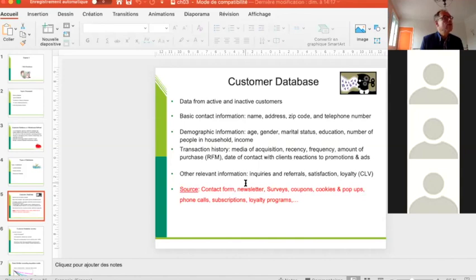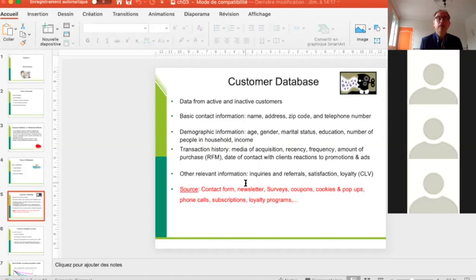What is important also, the reactions to promotions and ads. This can be directly measured through links. For example, a customer sees a banner on Google or on Facebook or social media. When he clicks through, then you can directly measure the reactivity in order to see to which type of ad or promotion the customer is sensitive and if he answers or not to this promotion. And so it's supplementary information that helps you to better understand the customer.